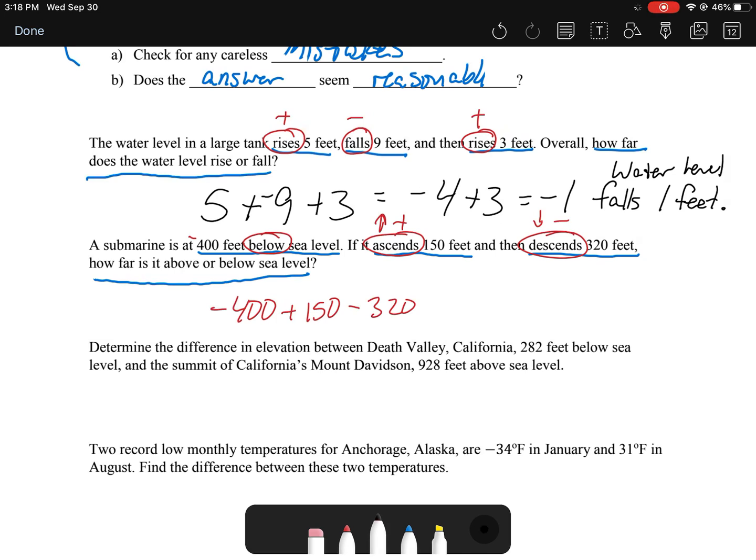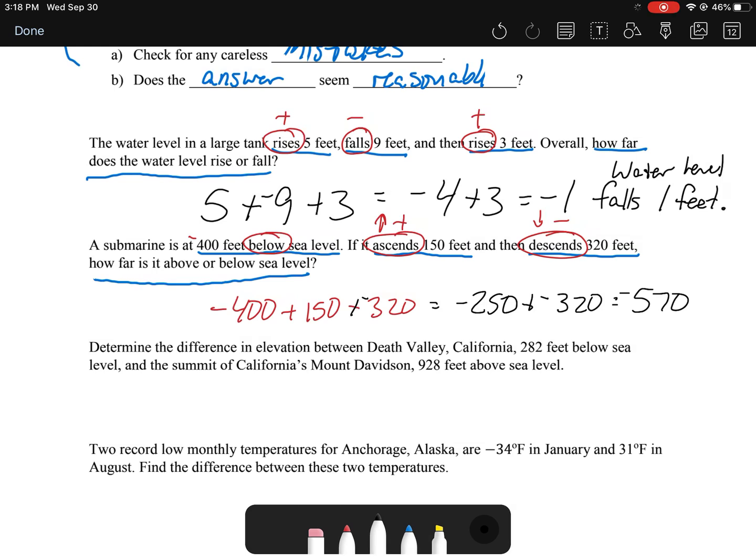Now I can go ahead and just start evaluating this. I'm going to go ahead and do LCO real quick. Now I can just go from left to right. Negative 400 plus 150 is negative 250. I'm still adding negative 320. I have the same signs here, so I'm just going to add those two numbers together and apply the proper sign. So after combining them all together, I get negative 570.